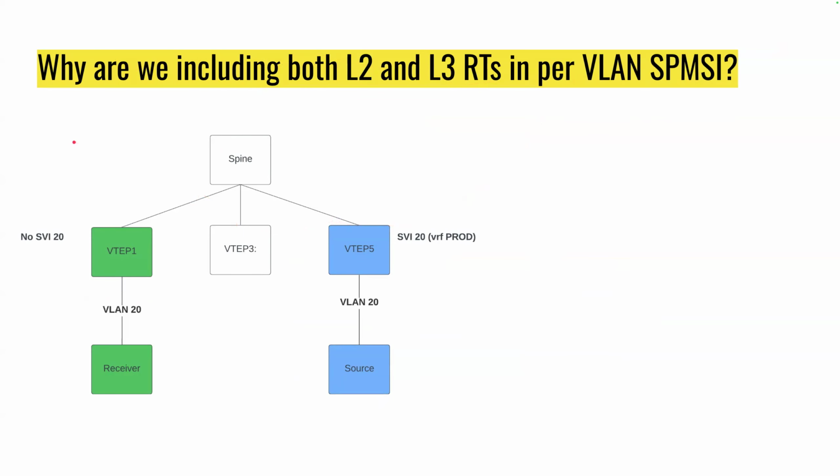So in the last slide, we saw that in the SPMSA routes that we are generating, we are including both L2 and L3 route targets in that. So why are we doing that? So the L3 route target is to let them know which VTEP it should be imported, and the L2 is to know which VLAN it should be imported. So if it is doing OSM, just importing into that VRF should be enough.